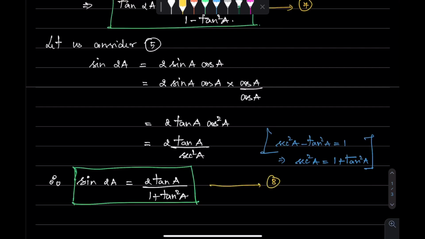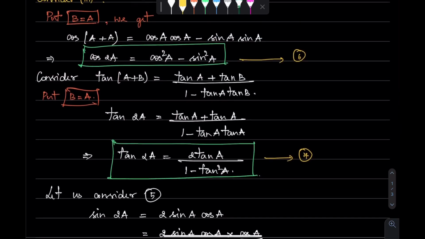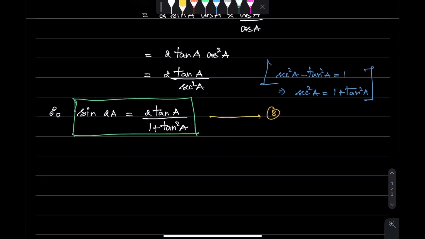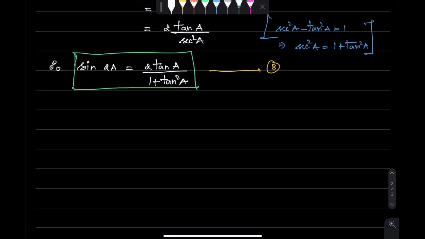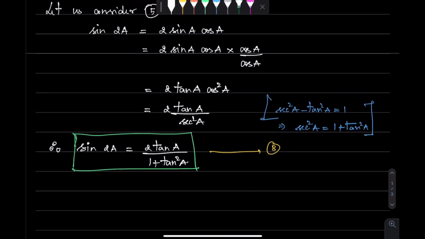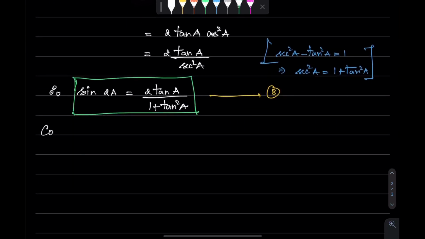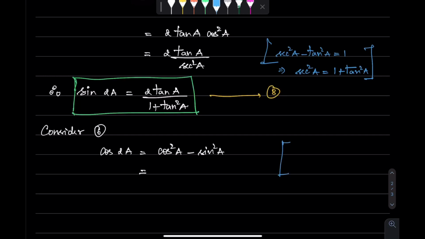Good. Now again consider the 6th one, and I'm going to express it in other forms. I hope you understood so far. Now consider the 6th one, which is cos 2a. What is cos 2a? We have written it as cos square a minus sine square a. So we all know this. I can express cos in terms of sine and sine in terms of cos.